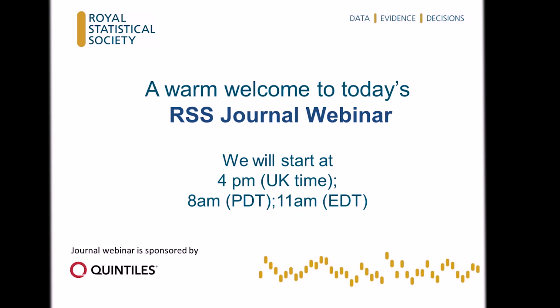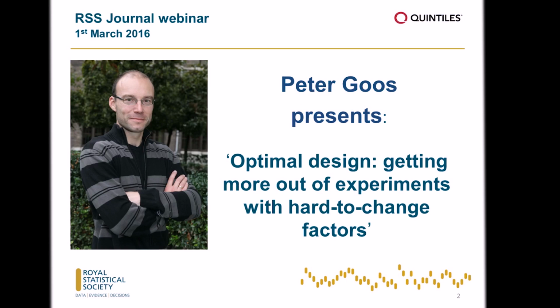My name is Stephen Gilmore. I'm chairing today's session. I'm Professor of Statistics at King's College London, and I'm also a member of the RSS Journal Webinar Advisory Group. And also, if I remember rightly, I was the editor of Journal of the Royal Statistical Society Series C when the paper that today's talk is based on was accepted and published in that journal. So that's just a nice coincidence.